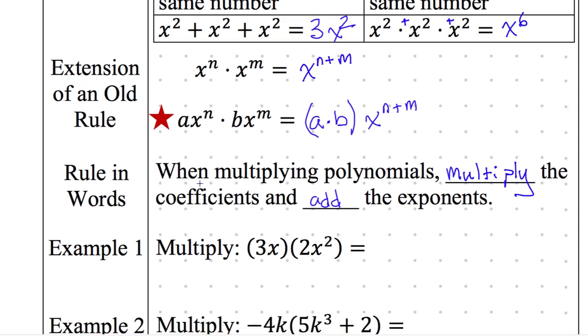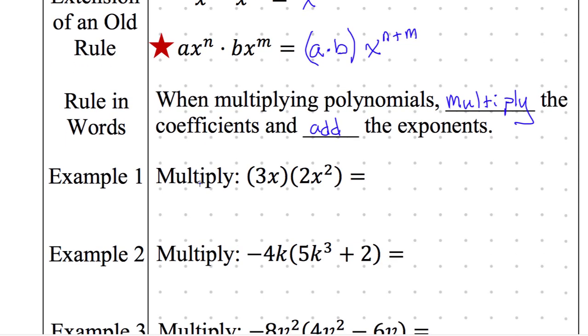All right, let's try out our new improved rule with example 1. I need to multiply these 2 things together. The difference here, there's no sign in between. There used to be a plus or a minus in between here. Now there's no sign. That tells me I'm going to be multiplying, not adding or subtracting. So I'm going to have to use this rule in words that we just did. Someone help me out. I'm going to multiply the coefficients, 3 and 2, and then I'm going to add the exponents.